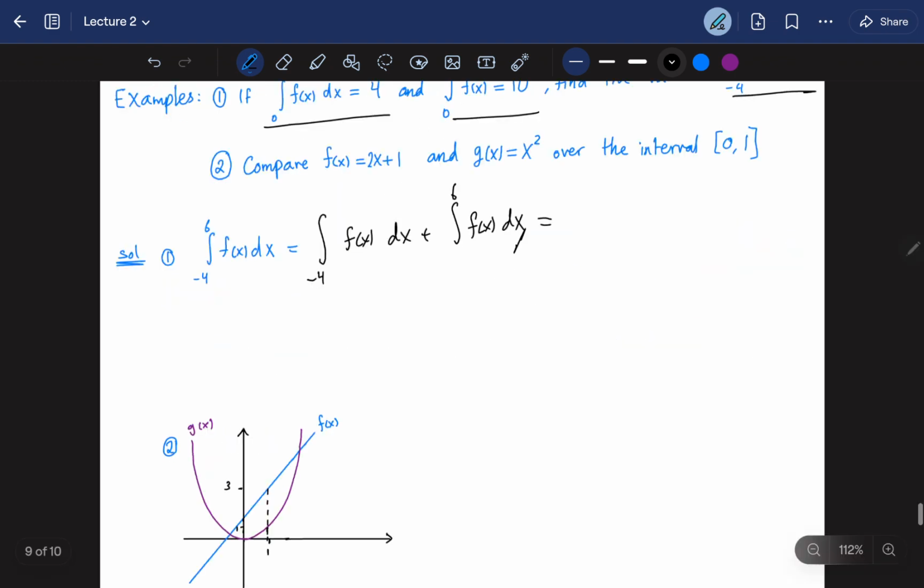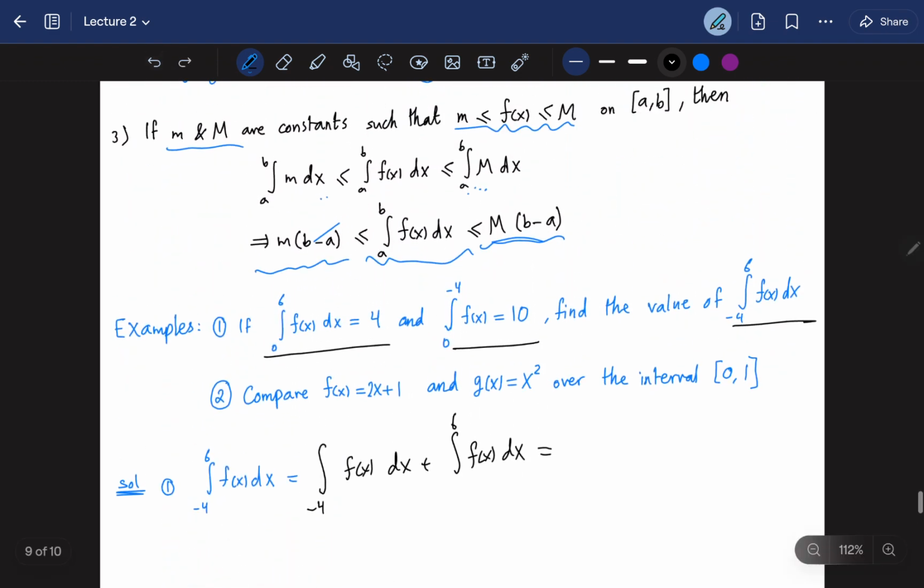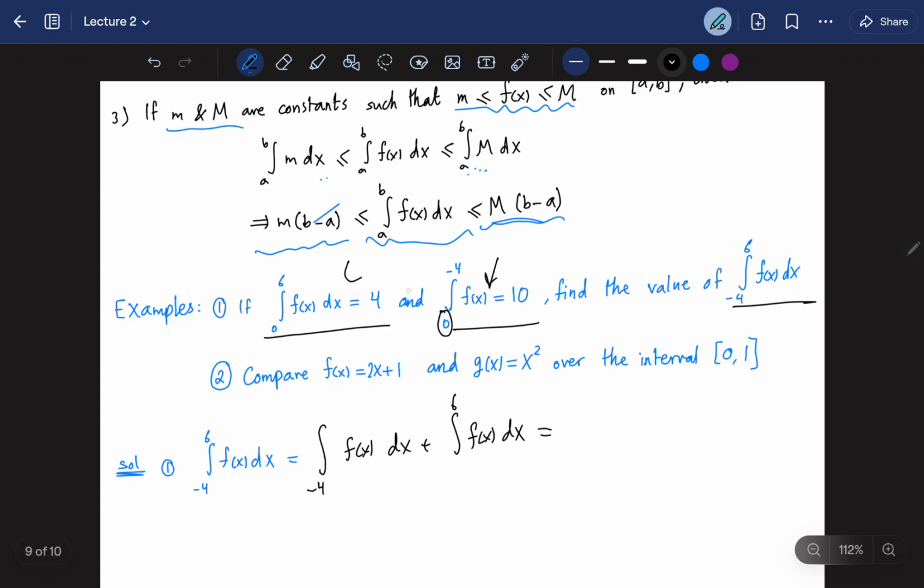Using these two facts, you'll notice that I have a 0 here. So it only makes sense that I'm going to split my integral with a 0. Okay, perfect. Now, this integral, I know that it's equal to 4 directly. But how about this integral here? The integral from negative 4 to 0, I don't have it directly. I have the integral from 0 to negative 4. So here I'm going to use the property where I can flip the bounds by taking a negative sign and just flipping them.